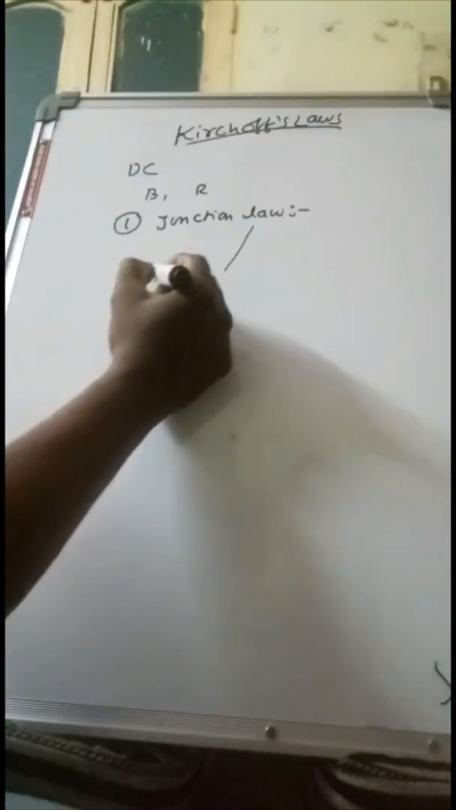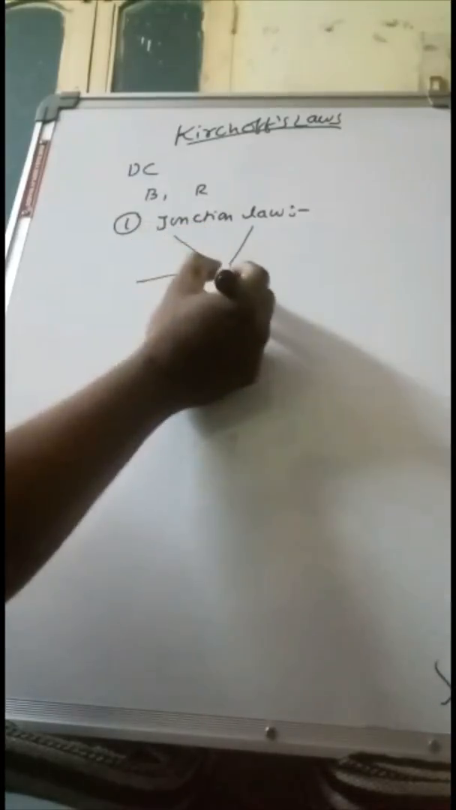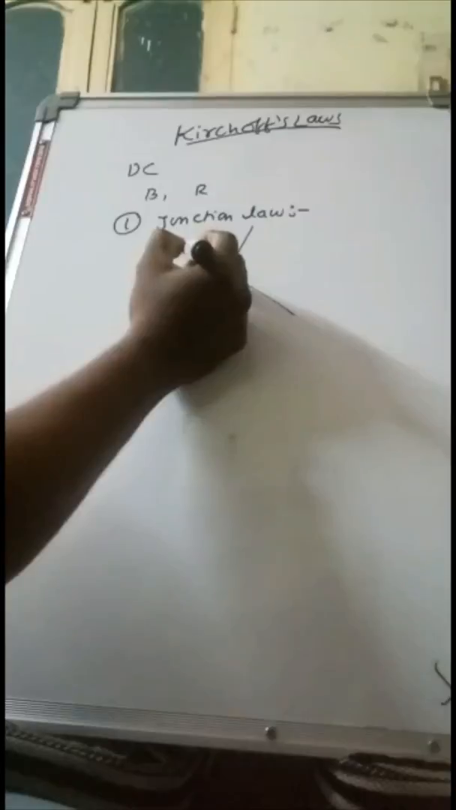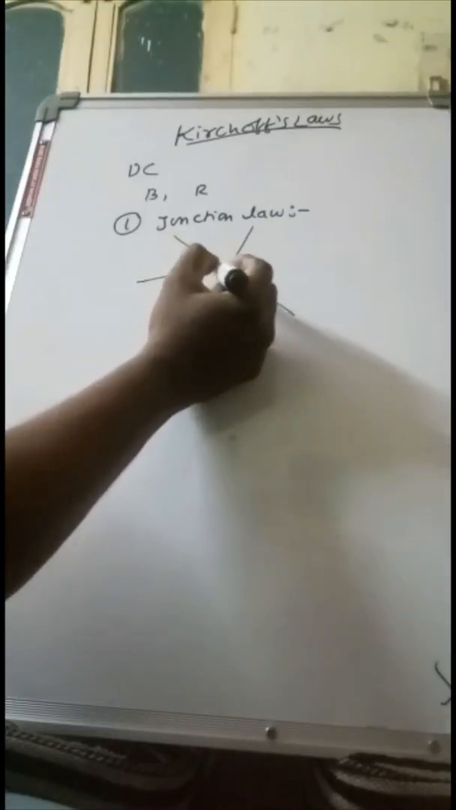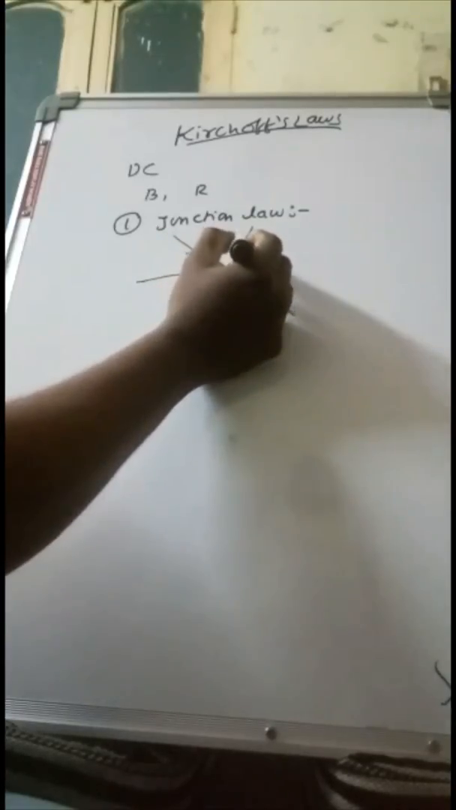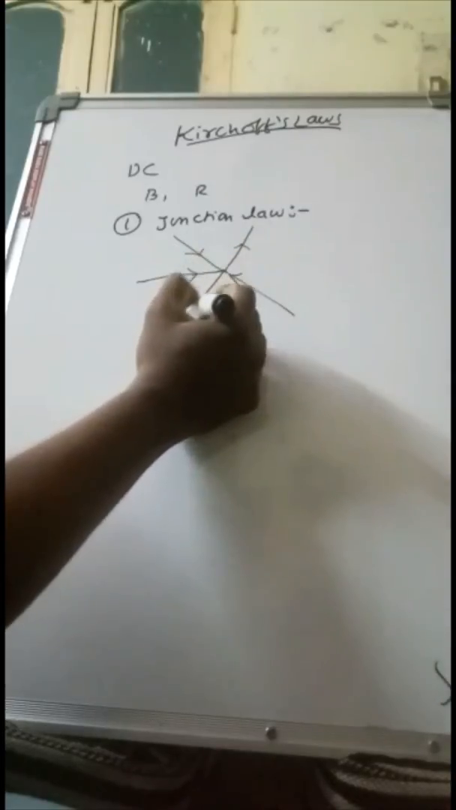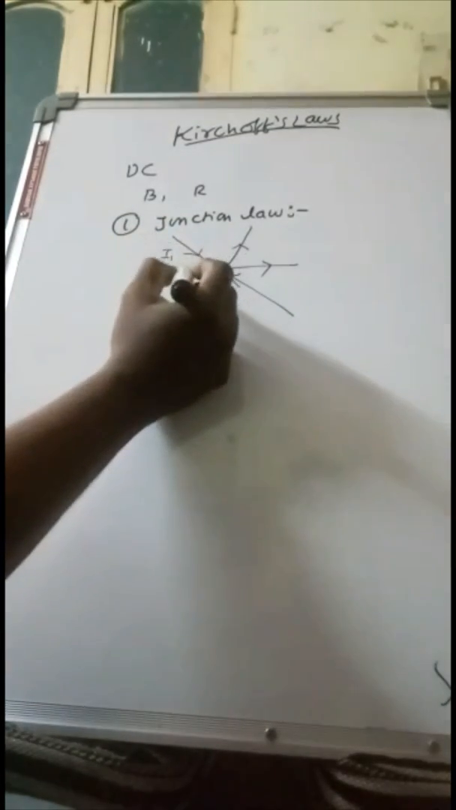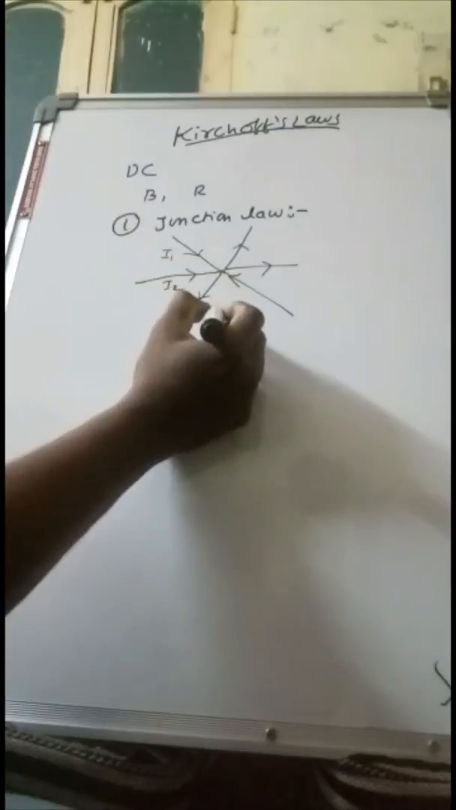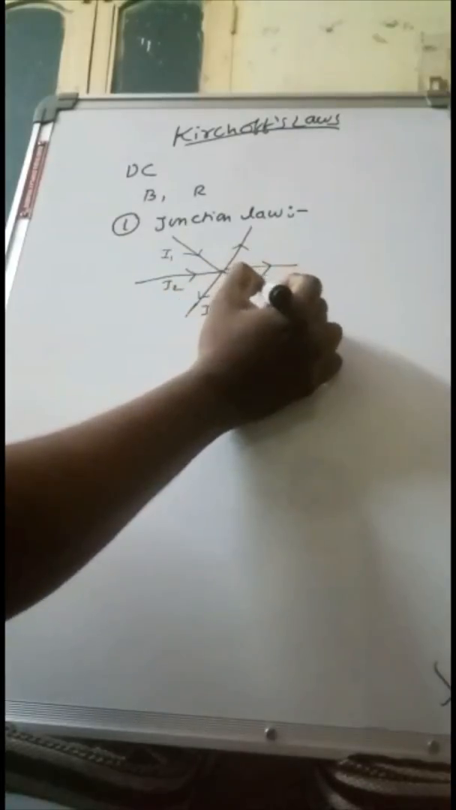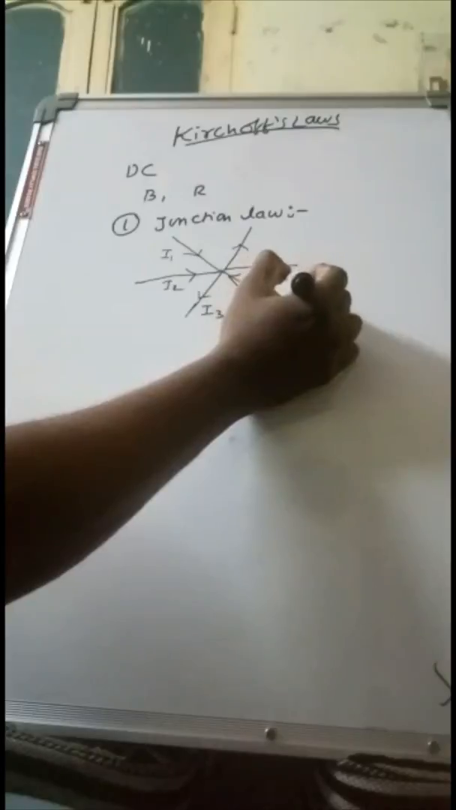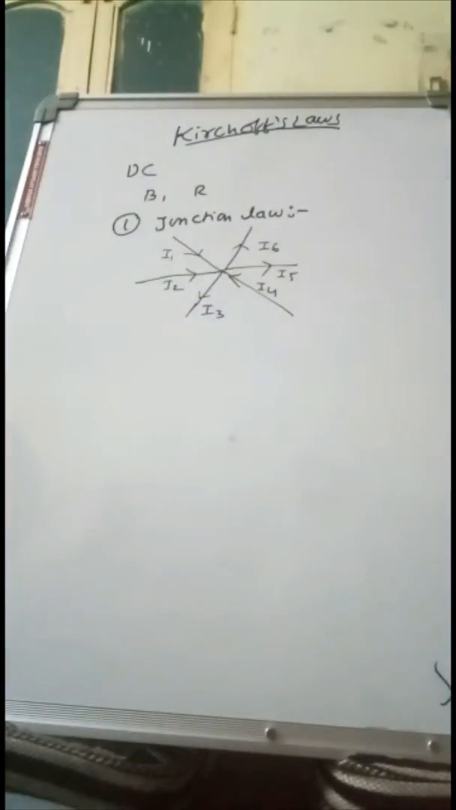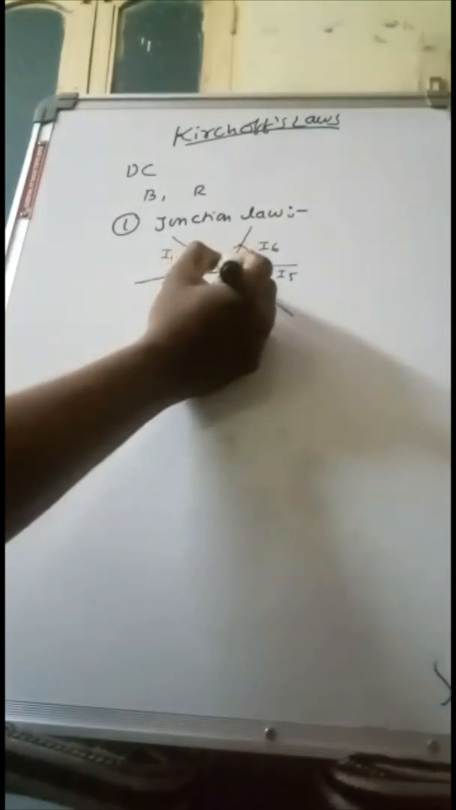Say some currents are drawn here towards the point and some are drawn outwards. Say this is I1, I2, I3, I4, I5 and I6. We have seen that the current divides at P. This is center point P.